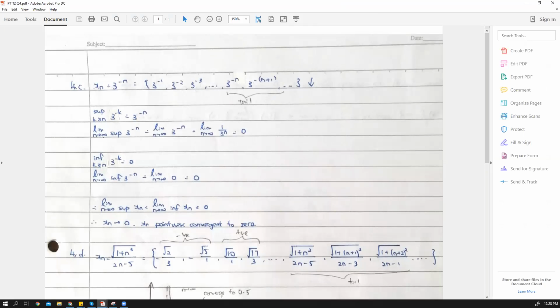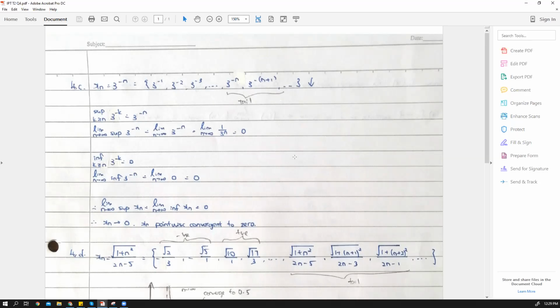So we take the limit as n goes to infinity and we get 0. Since this is a decreasing sequence, we know that this value will keep on decreasing until 0. So the infimum will be 0. And since these two limits converge to 0, the xn actually converges to 0, and the xn is pointwise convergent to 0.